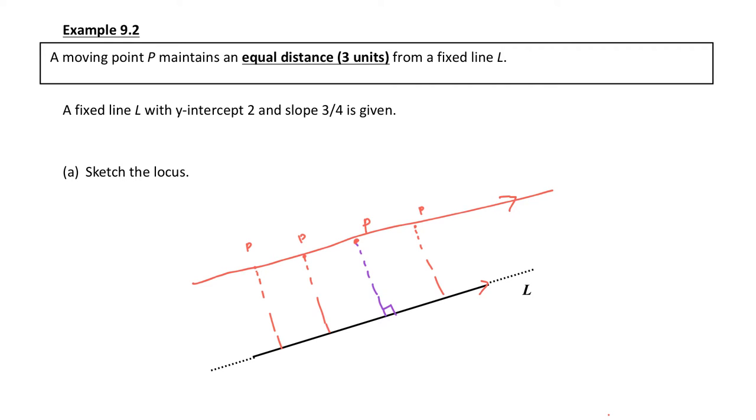Maybe you will ask, Mr. Chen, not only this side, because we can have some possible positions of point P on the other side. So, yes, you're right. On this side, we can also have some possible positions for P. This is the shape of the locus.